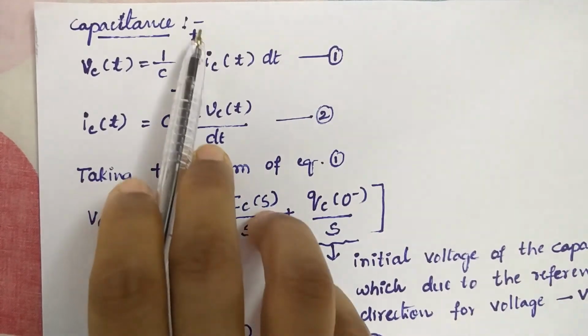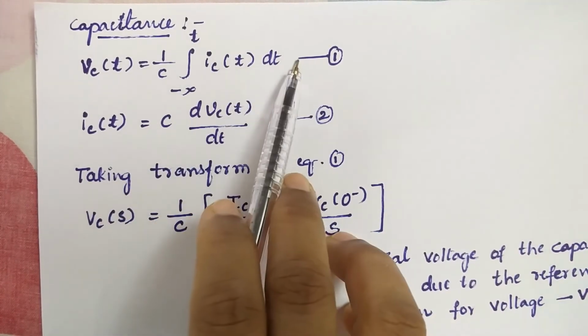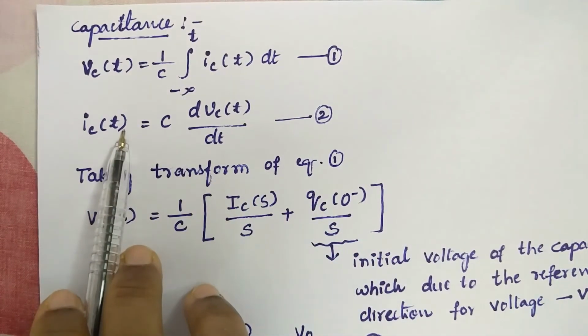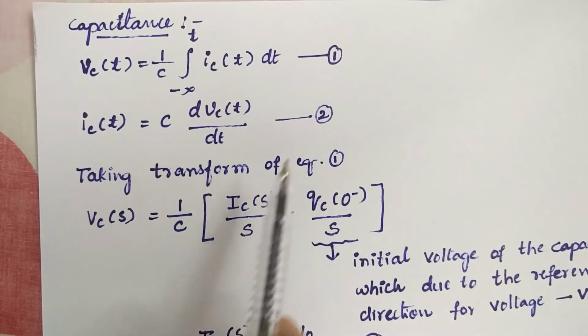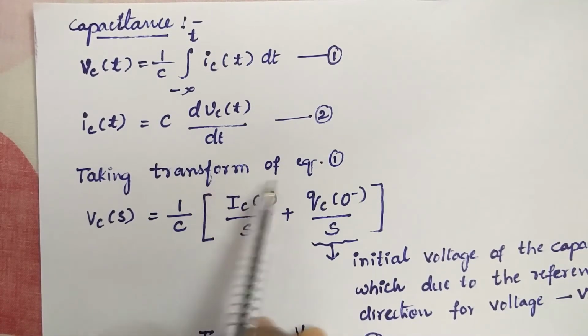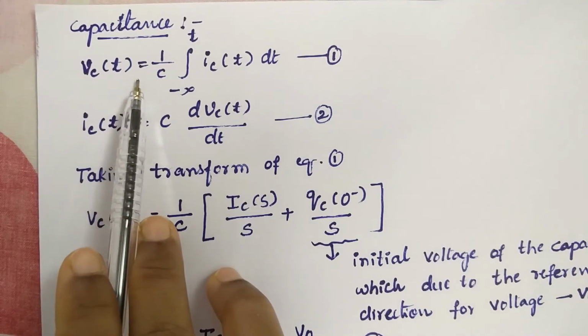Integral from minus infinity to t of Ic(t) dt. From this equation, you can write the current equation also. So current I is equal to C dV/dt in the time domain. So again, same as usual, take the transformation. Let us have the voltage equation first.